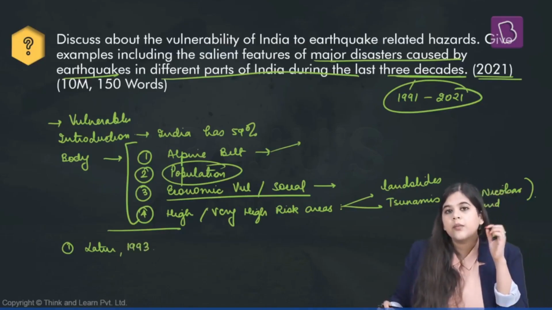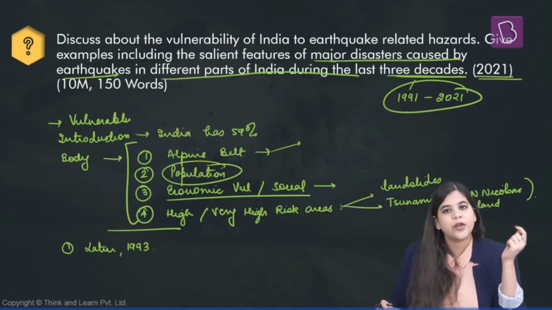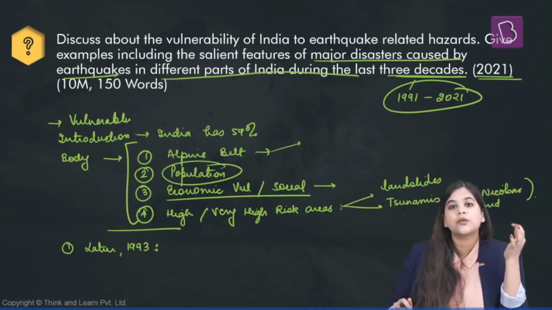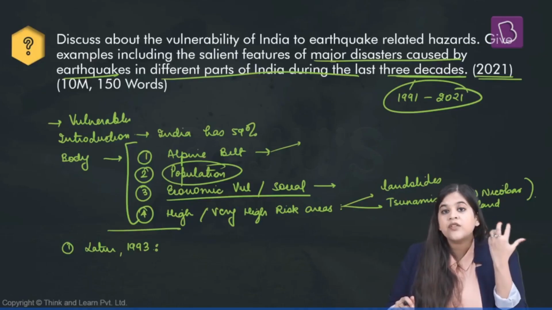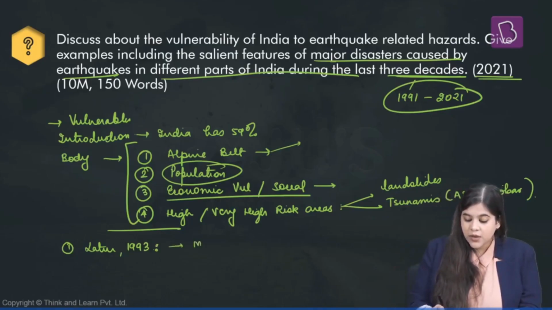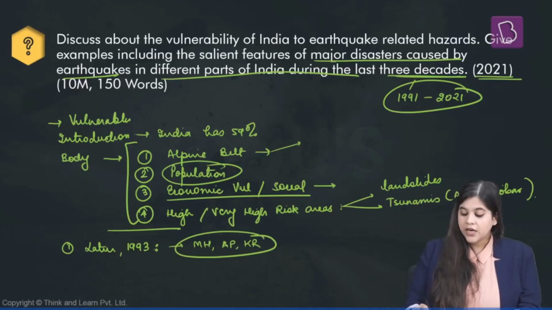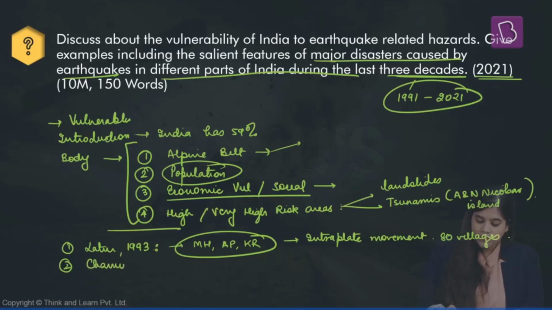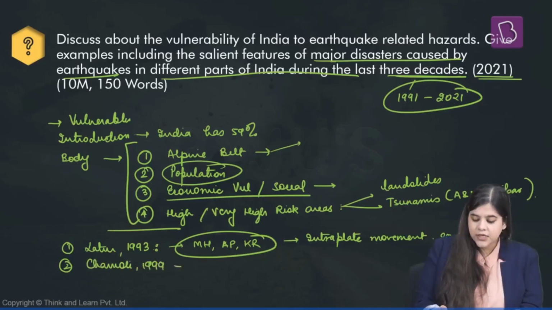Now, Latur does not exist at an active plate boundary. So, that's why this area had not experienced an earthquake before, and they were not very well prepared when it came to earthquakes. It affected various districts in Maharashtra as well as Andhra Pradesh and Karnataka. It was actually caused due to intraplate movement and caused destruction of almost 80 villages. Second is the Chamoli earthquake of the year 1998.